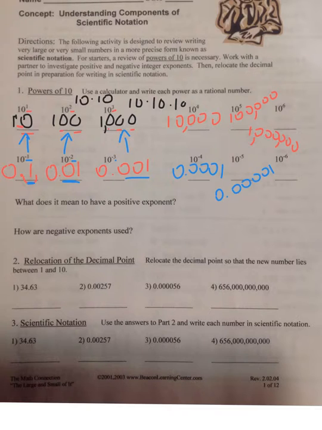What I want you to do for part of your homework is to answer the question, what does it mean to have a positive exponent? If you see a number with a positive exponent, what does that tell you? And then how are negative exponents used?